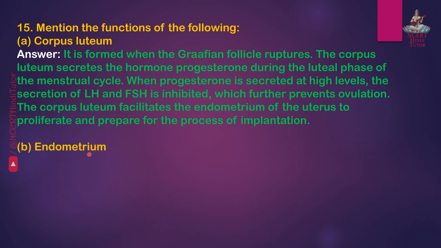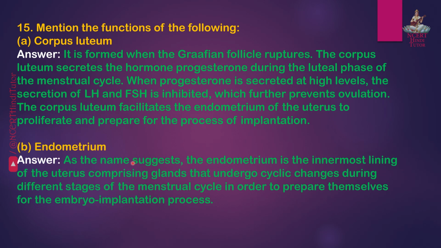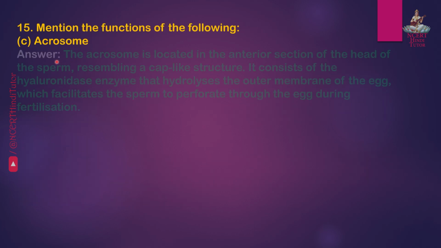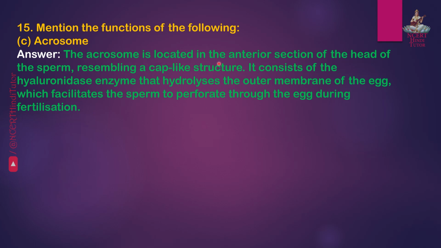B. Endometrium. Answer. As the name suggests, the endometrium is the innermost lining of the uterus comprising glands that undergo cyclic changes during different stages of the menstrual cycle in order to prepare themselves for the embryo implantation process. C. Acrosome. Answer. The acrosome is located in the anterior section of the head of the sperm, resembling a cap-like structure. It consists of the hyaluronidase enzyme that hydrolyzes the outer membrane of the egg, which facilitates the sperm to perforate through the egg during fertilization.